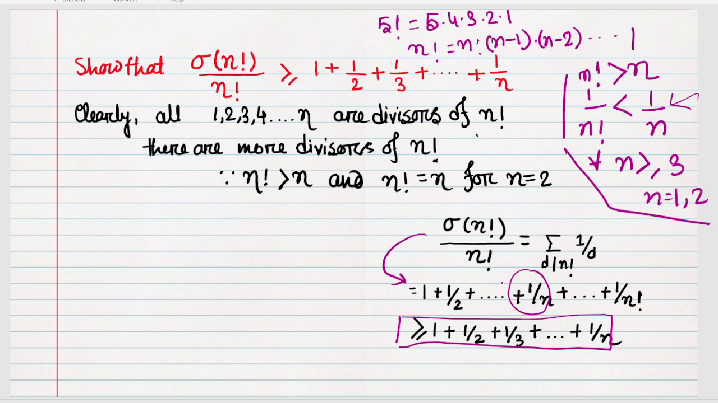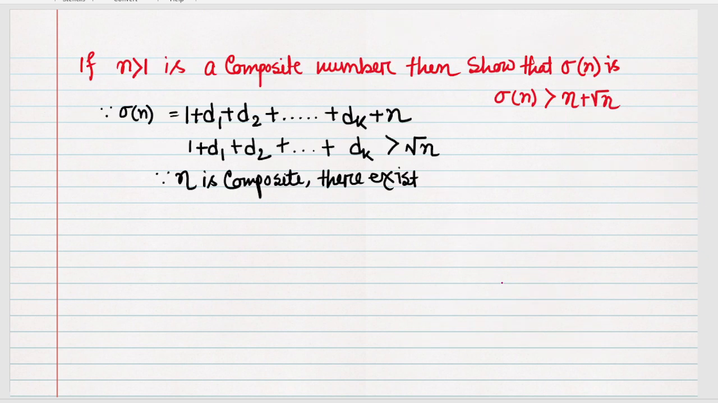So if we move to our next slide, we also have a statement that if n greater than 1 is a composite number, then we have to show that sigma n is greater than n plus root n, and this satisfies this statement. Here we know that sigma n equals the sum of the divisors of n. So we can write it in this form, and it is sufficient to show that 1 plus d1 plus d2 up to dk must be greater than root n.